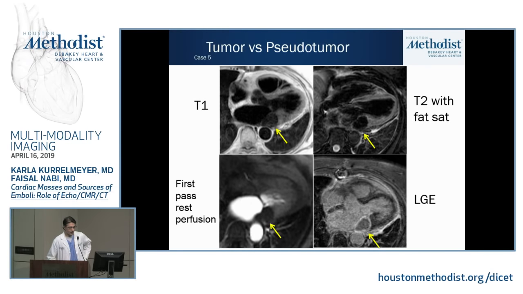Here again, we're using tissue characteristics, both pre and post contrast. You have your T1, T2, first pass perfusion, and LGE images. If you'll notice on the T1 and T2, this is a little bit different. This is completely dark in both sequences. So, what is dark in those sequences? Then, if you look at the first pass perfusion, it's also completely dark there. So that means there's no vascularity to this structure.